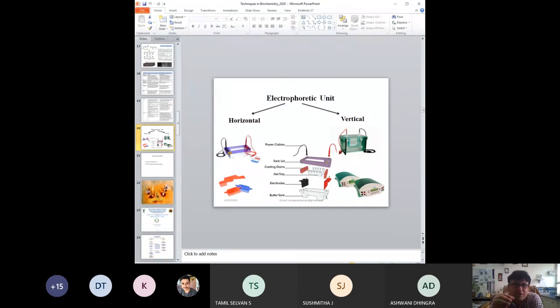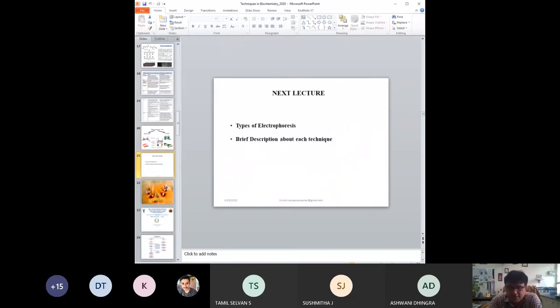Then here I discussed the different types of electrophoretic units which we are using, like a horizontal unit and a vertical unit, and then the different accessories which we are using along with that, like the tank lid, casting dam, casting tray, gel tray, electrode, foam, etc.